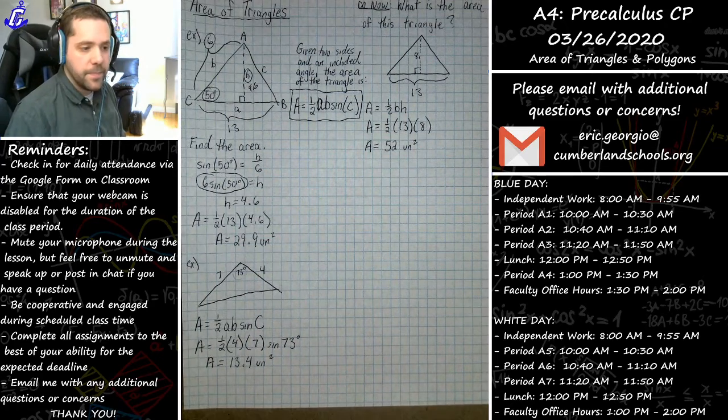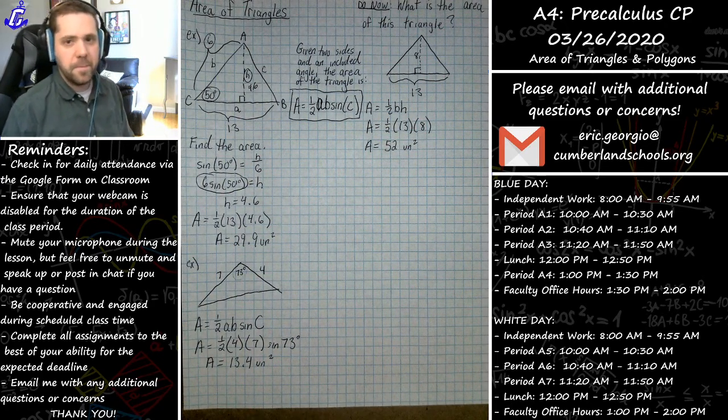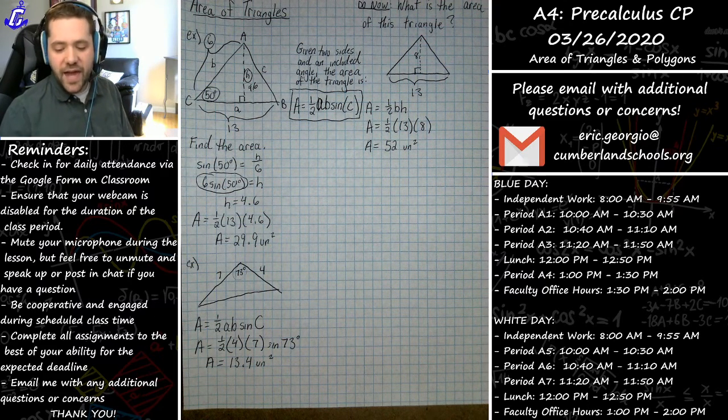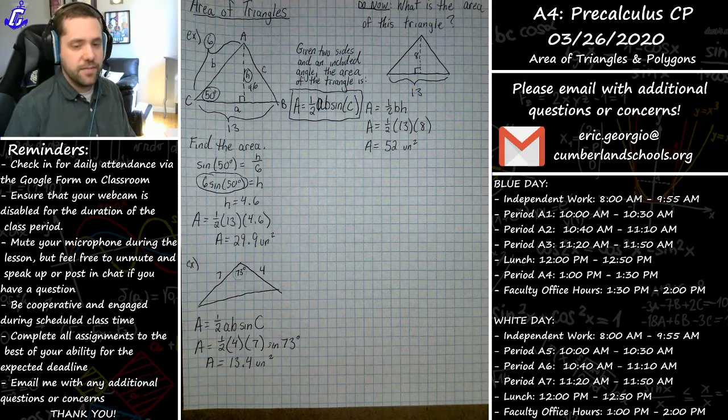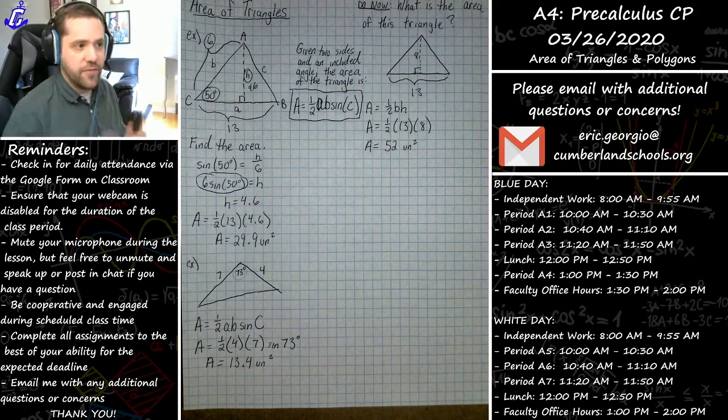Okay. Does anyone have a question about how that's done at all? It's just another formula now that we can use to find the area if you're not given the height, if you're given two adjacent sides and an included angle. Hopefully we're all clear on that. Okay, good. If you do have a question though, again, feel free to chime in.